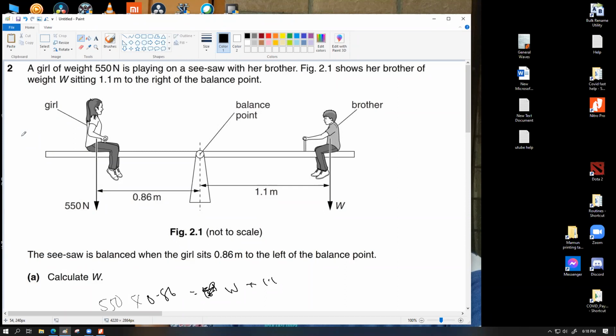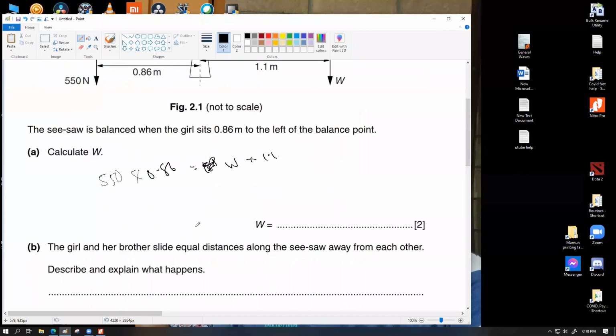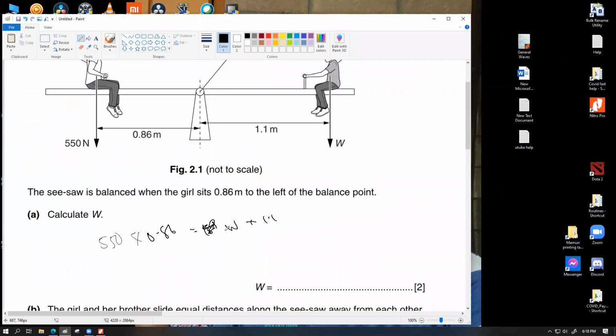So let me explain one simple thing for all of you to understand. If we take a look at this ratio, what is the value of W? What is the value of W here? Check what value of W comes out. It's 430. 430 Newton.